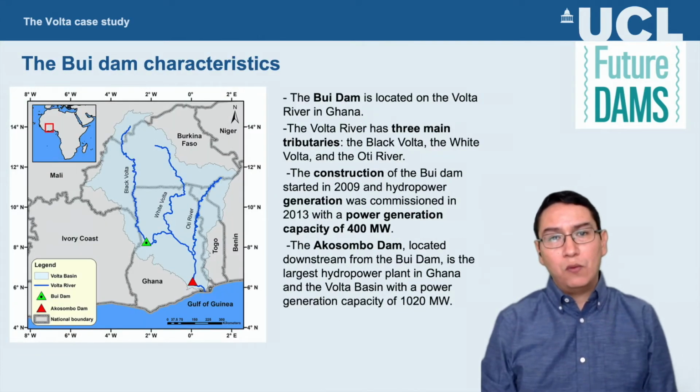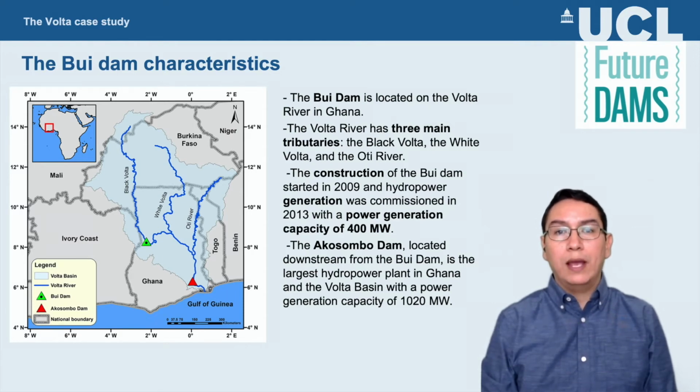As an application of this framework, we explored the economic impacts of the Bui Dam. The paper behind this analysis is under peer review. The Bui Dam is located on the Volta River in Ghana. The Volta River has three main tributaries: the Black Volta, the White Volta, and the Oti River. The construction of the Bui Dam started in 2009 and hydropower generation was commissioned in 2013 with a power generation capacity of 400 megawatts. The Akosombo Dam, located downstream from the Bui Dam, is the largest hydropower plant in Ghana, with a power generation capacity of 1020 megawatts.